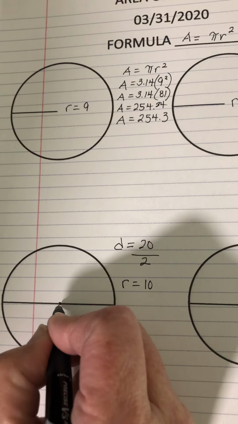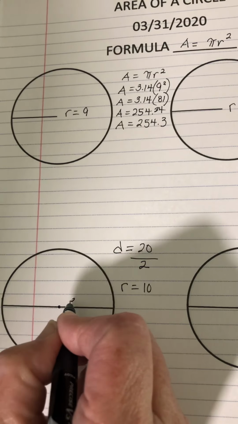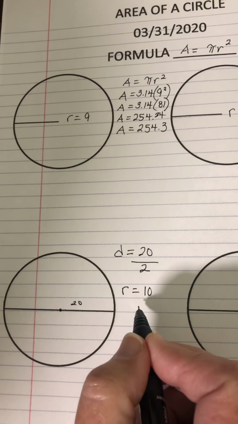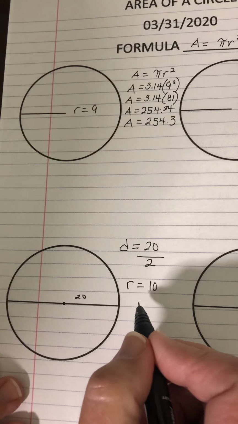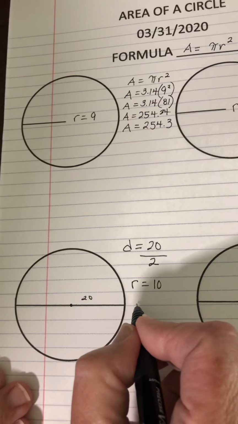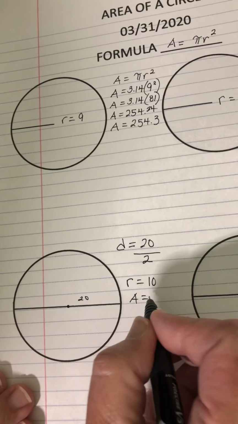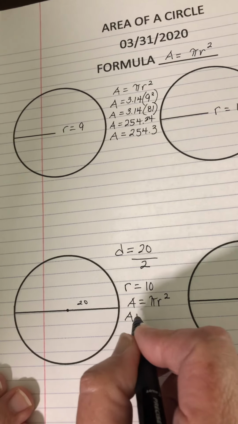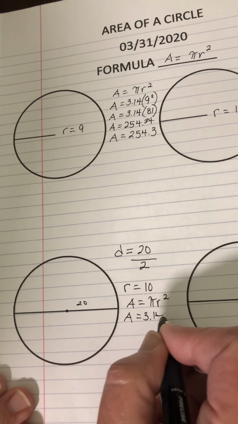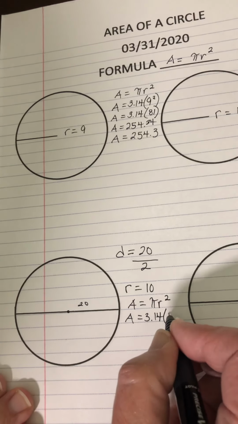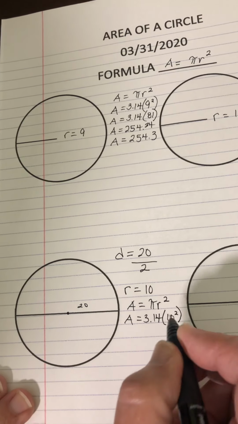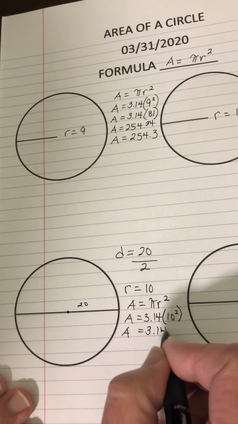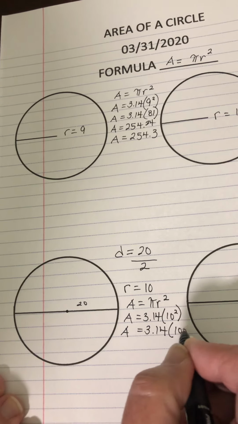So that's kind of like saying this whole thing is worth 20. And if I cut it in half, it's worth 10. So that's where the radius comes in, the 10. So now we're going to write the formula. A equals pi times the radius squared. So A equals 3.14, remembering our radius is 10, and squared. So A equals 3.14, and 10 squared is 100.